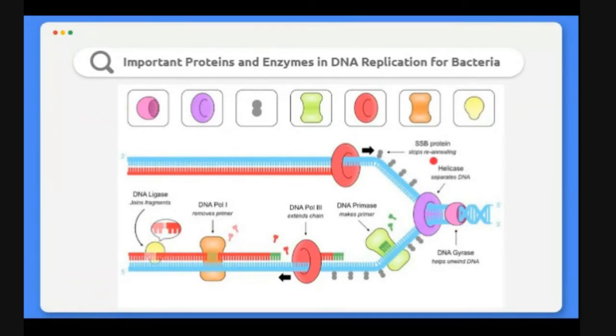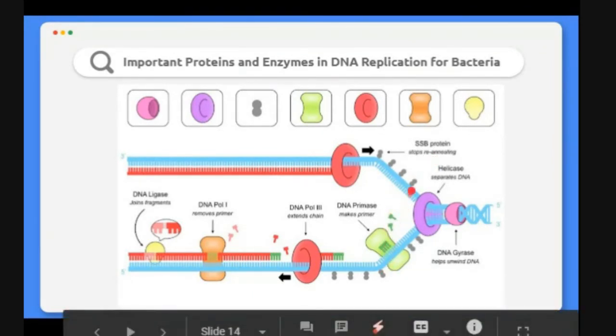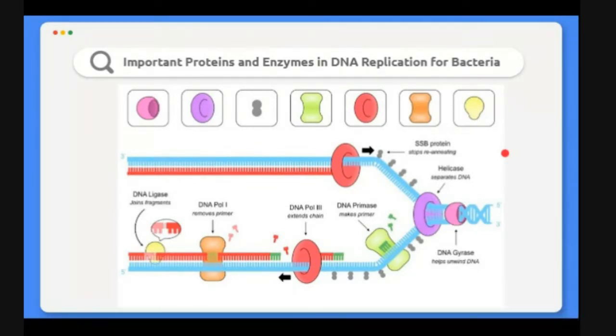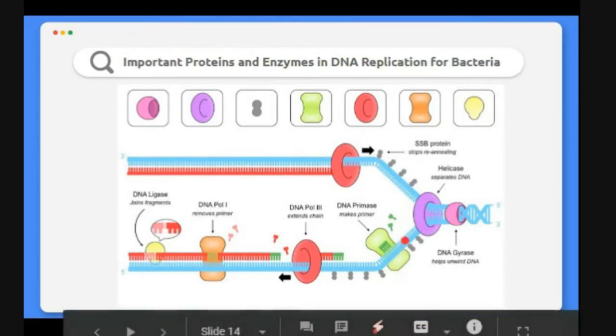Yung role lang nila ay to hold each of the strands together to prevent them from re-annealing. So what is re-annealing? Re-annealing basically magdidikit ulit. So para 'di ba, hindi magdikit itong isang strand dito sa isang strand ulit, kailangan sila i-hold ng SSB proteins, itong gray.